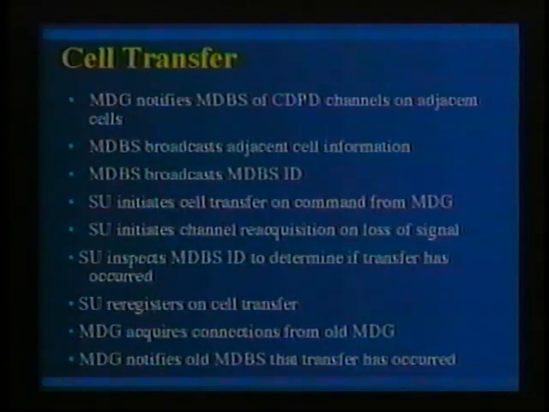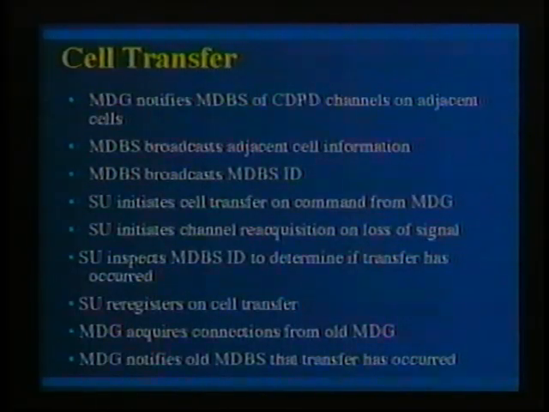The MDG finds out from its MDBSs and from its neighboring MDGs what are the channels that are being used for CDPD in adjacent cells. And it tells the MDBS of this information. The MDBS broadcasts this information, and the subscriber unit keeps a database of what are the adjacent cell channels that it can hop to. A transfer may happen for two reasons.